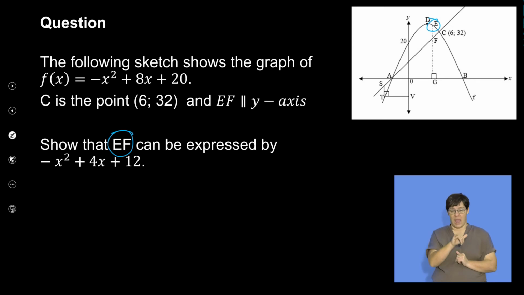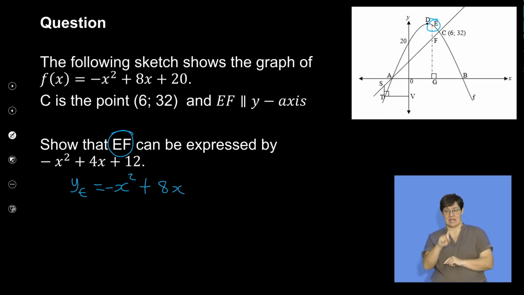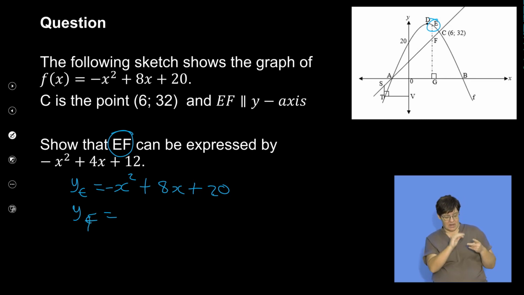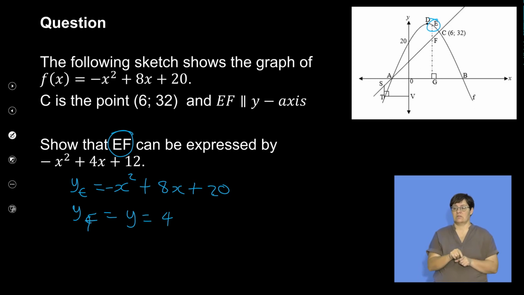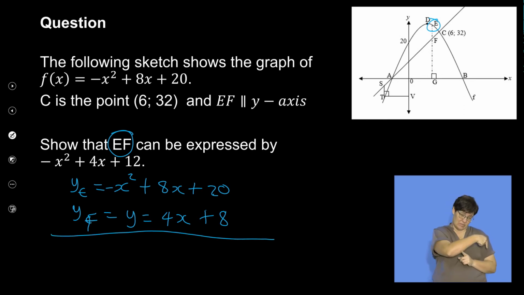So the y at E, I know that, so y at E is actually equal to minus x squared plus 8x plus 20, right? Because it's the value of the parabola. We don't know what the actual y is because we don't know the x. And the y at F, because E we found it, is equal to y equals 4x plus 8. I hope you can remember that that was the equation of the straight line, because F is passing through the straight line there.